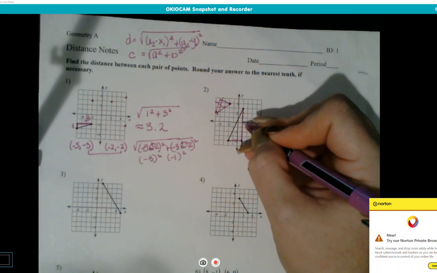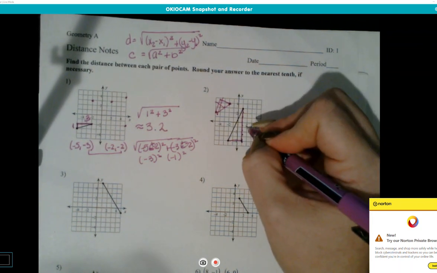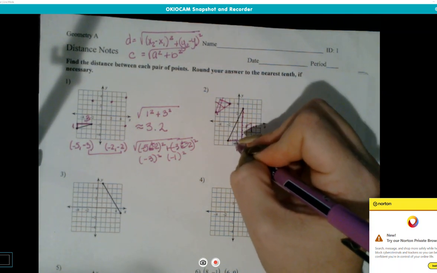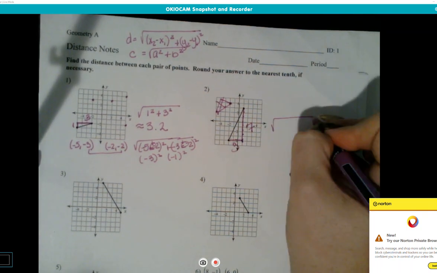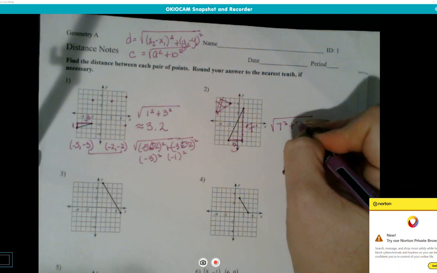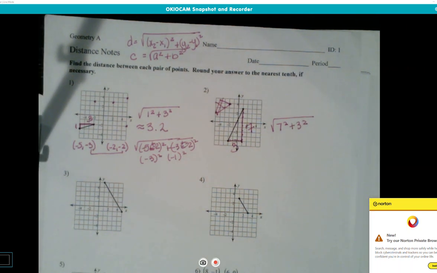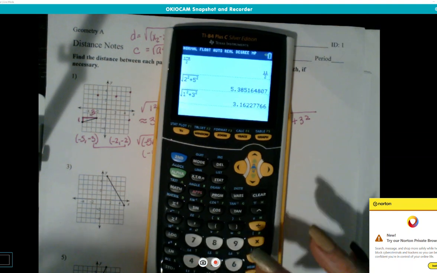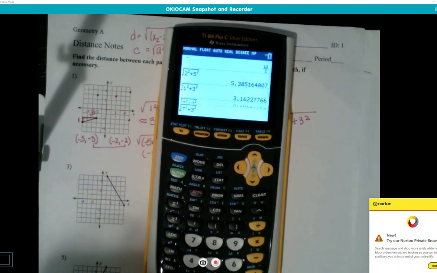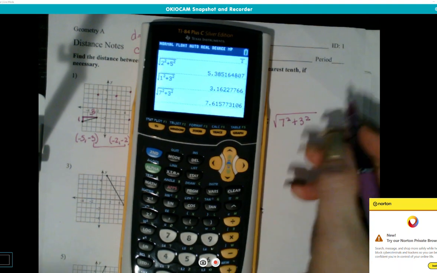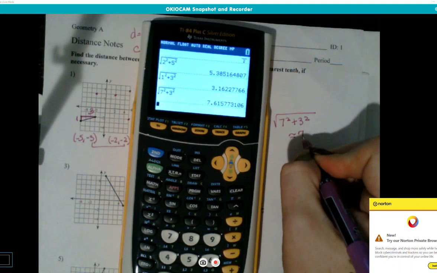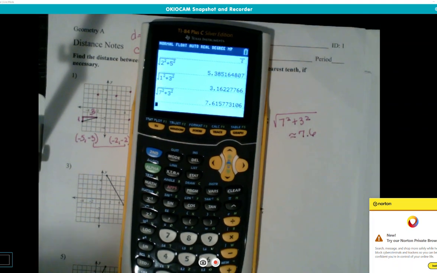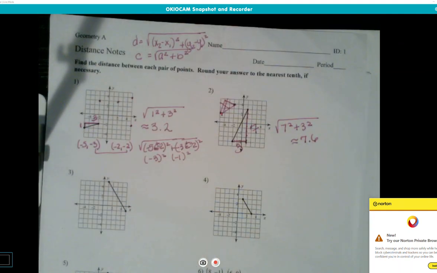So 1, 2, 3, 4, 5, 6, 7, and then 1, 2, 3. And then once I count it, I say the square root of 7 squared plus 3 squared. And then I go right into my calculator, the square root of 7 squared plus 3 squared. And if I round this correctly, it's going to be approximately 7.6 because the 1 makes the 6 stay. So 4 or below stay, 5 or higher go up 1. We never go down, okay?